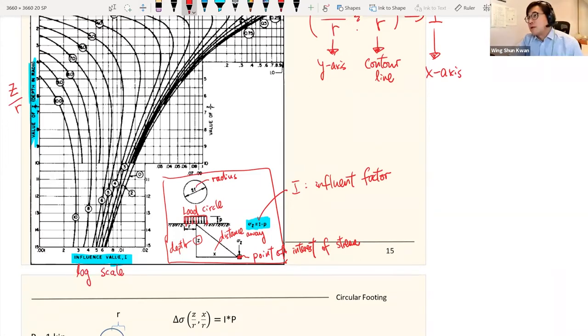As a geotechnical engineer, you need to know how to deal with the log scale. For example, this is 0.001, and this means 0.002, right? And this is 0.003, 0.004, 0.005, so forth and so forth, up to this is 0.01.